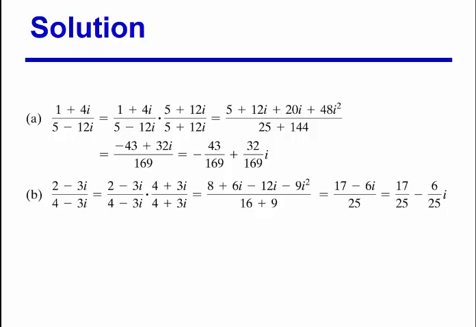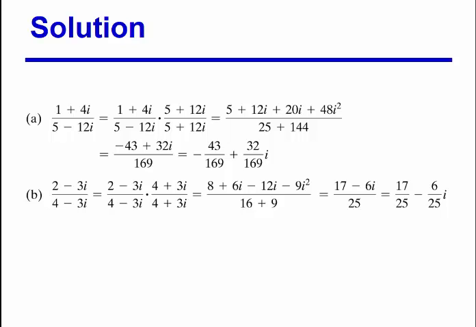So if I do z times z bar, in this case z is 5 minus 12i, z bar is 5 plus 12i, then I end up with 5 squared plus 12 squared, which is 25 plus 144, which is 169. That becomes my denominator. In the numerator, I just go ahead and multiply it out and combine like terms. So I end up with negative 43 plus 32i. And then in order for it to be in standard form, it has to be in the form of a plus bi. And so we separate the fraction into negative 43 over 169 plus 32 over 169i.